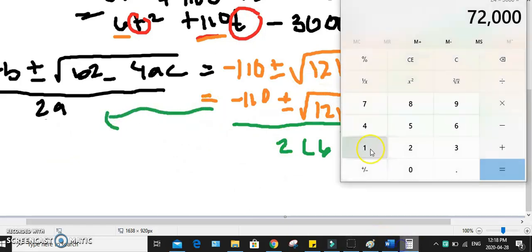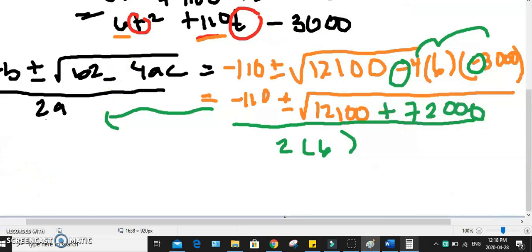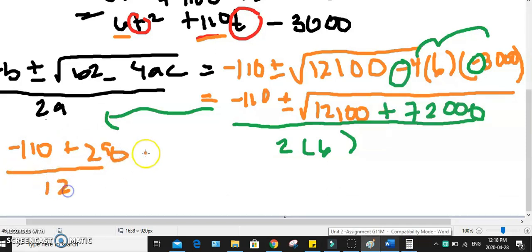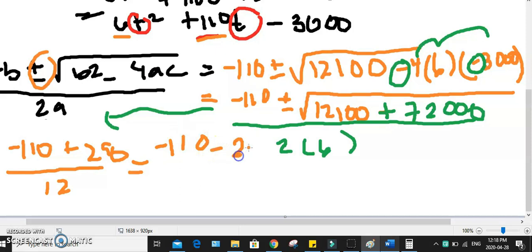So 12,100, let's just add that, 12,100 plus 72,000, so 84,100, and the square root of that is 290. So we write negative 110 plus 290 over 12, since we're aware that it's plus and minus, and our other solution would be negative 110 minus 290 over 12.